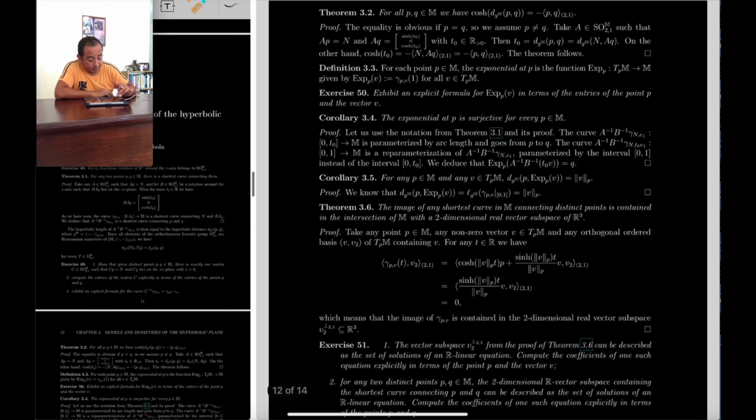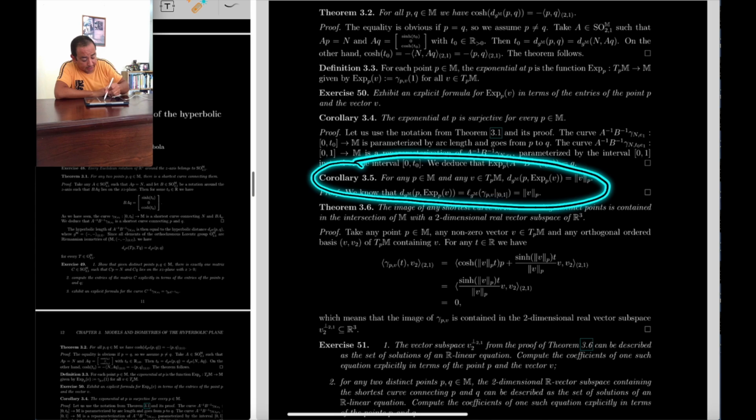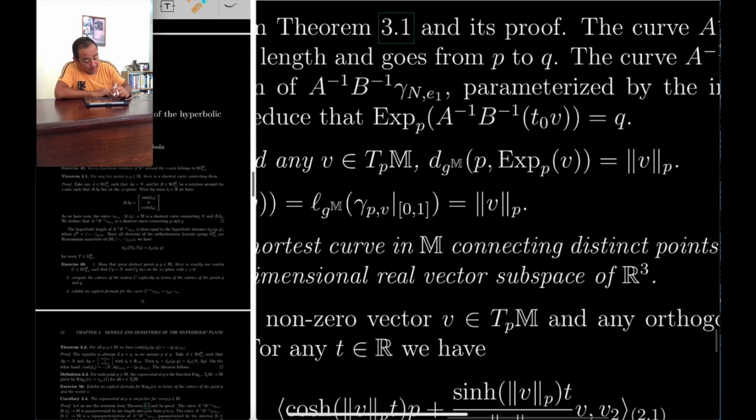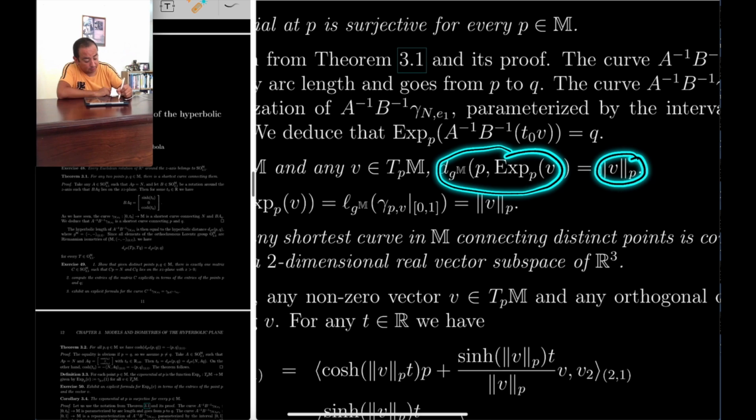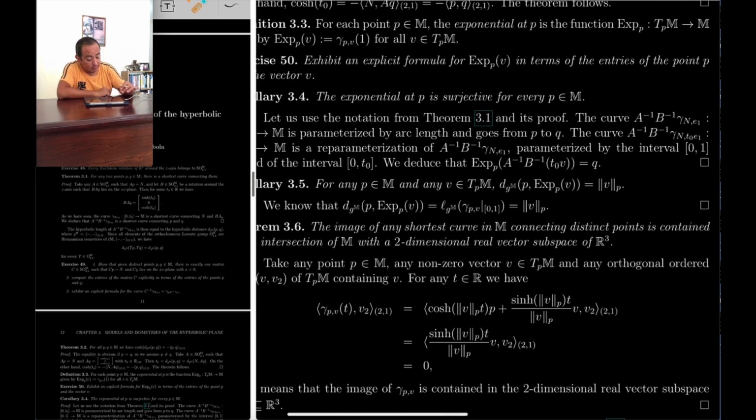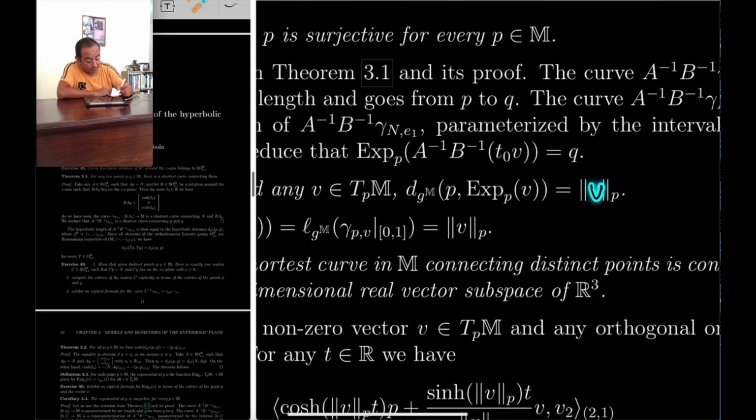and well, the next corollary is about the distance. If we take any vector, the distance between the initial point and the point at 1, after we let things flow for 1 unit of time, is precisely the norm of the tangent vector.